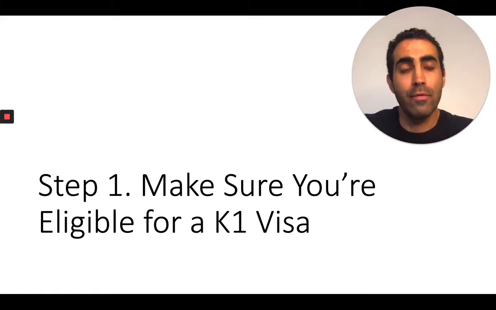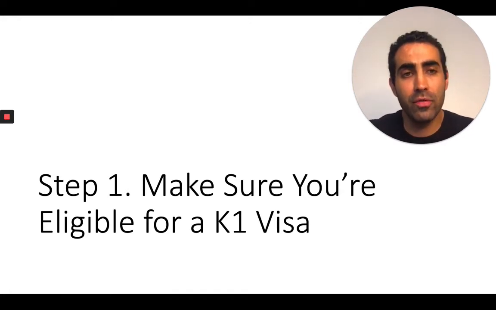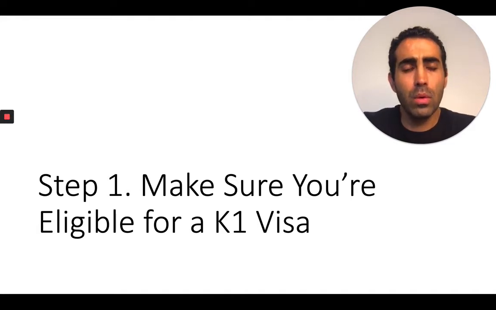married, meaning that any previous marriages have been terminated. Both parties must have the intent to get married within 90 days of the foreign fiancé's entry to the United States. And the parties, you and your fiancé, should have met each other in person within the last 2 years prior to applying for the K-1 visa.